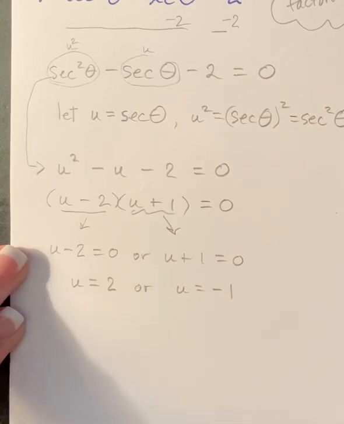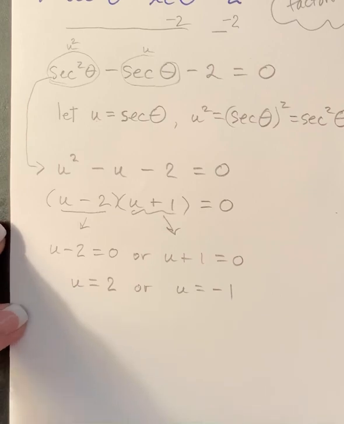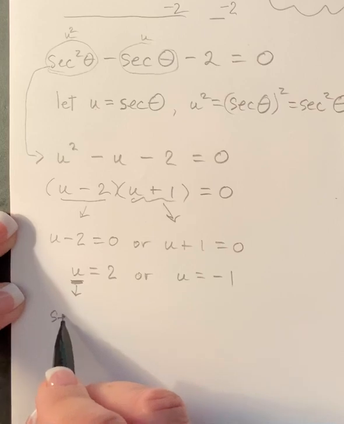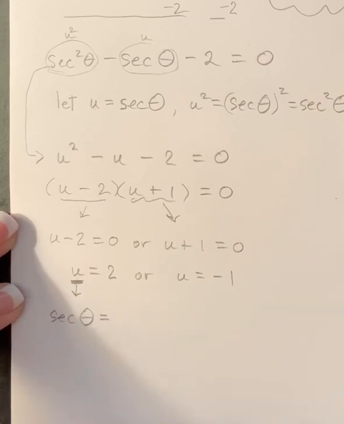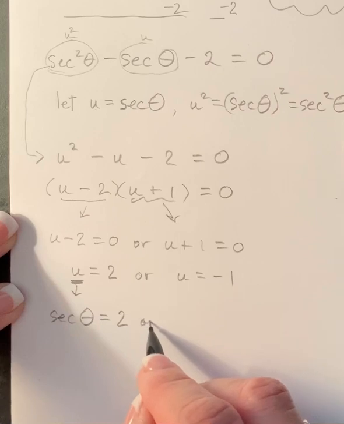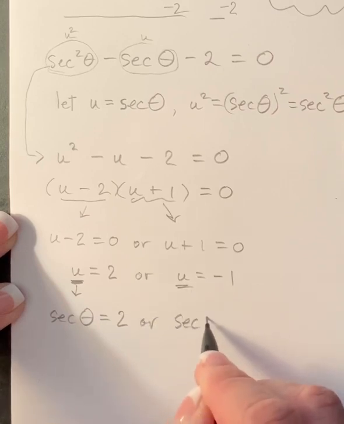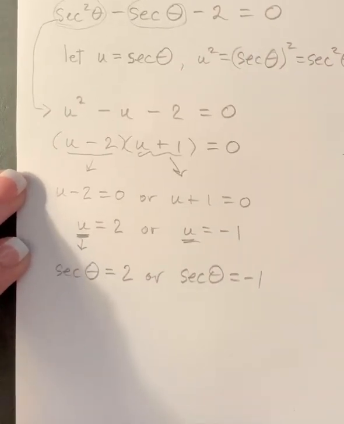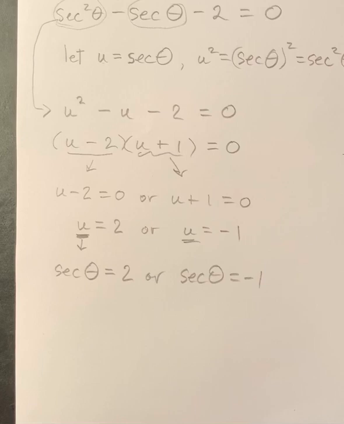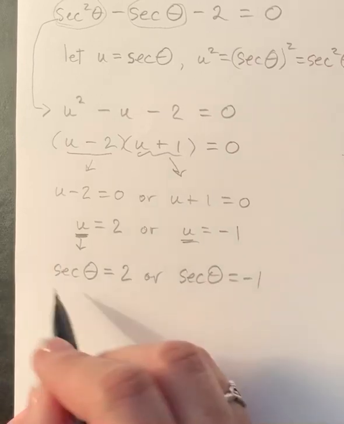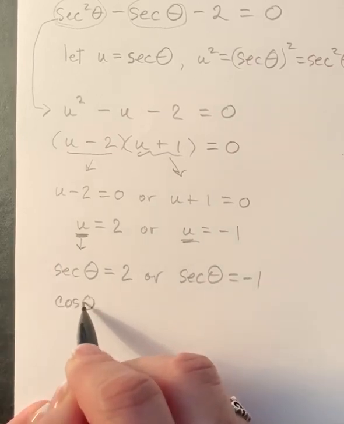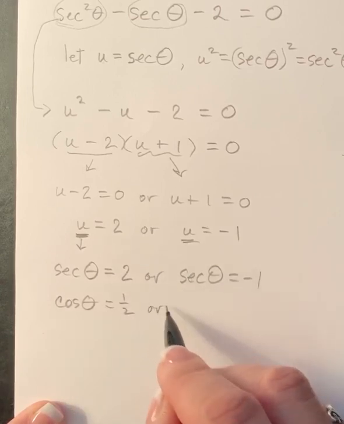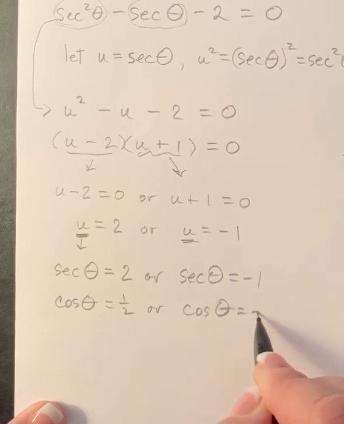All right, now once we have it solved for our temporary variable, then we have to go back to reality. So u really means the secant of theta. So we're looking for where the secant of theta is equal to 2, or where the secant of theta is equal to -1. Now, secant is easier thought of with its reciprocal cosine. So wherever the secant is equal to 2, the cosine is equal to 1/2. And where the secant is equal to -1, the cosine also will be equal to -1.